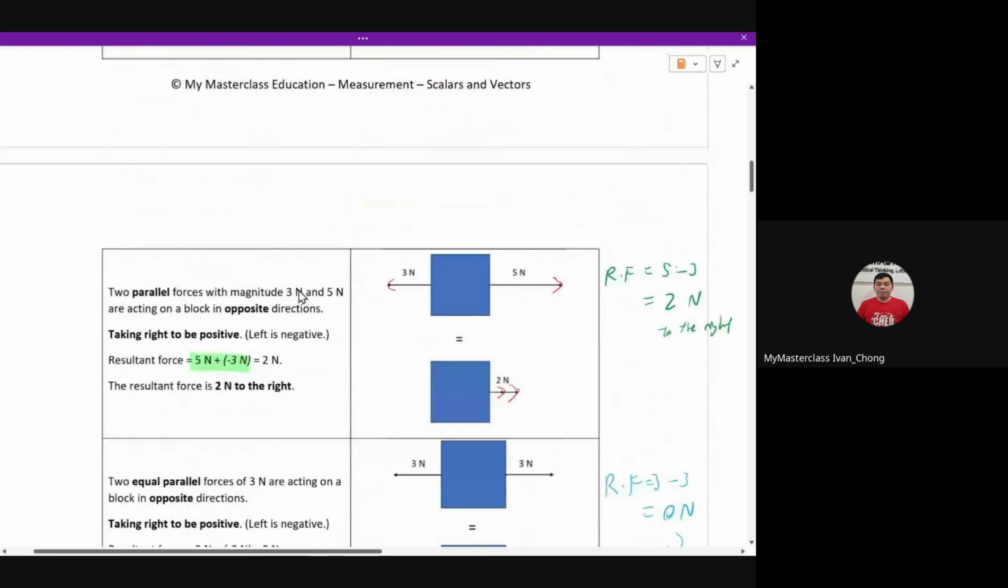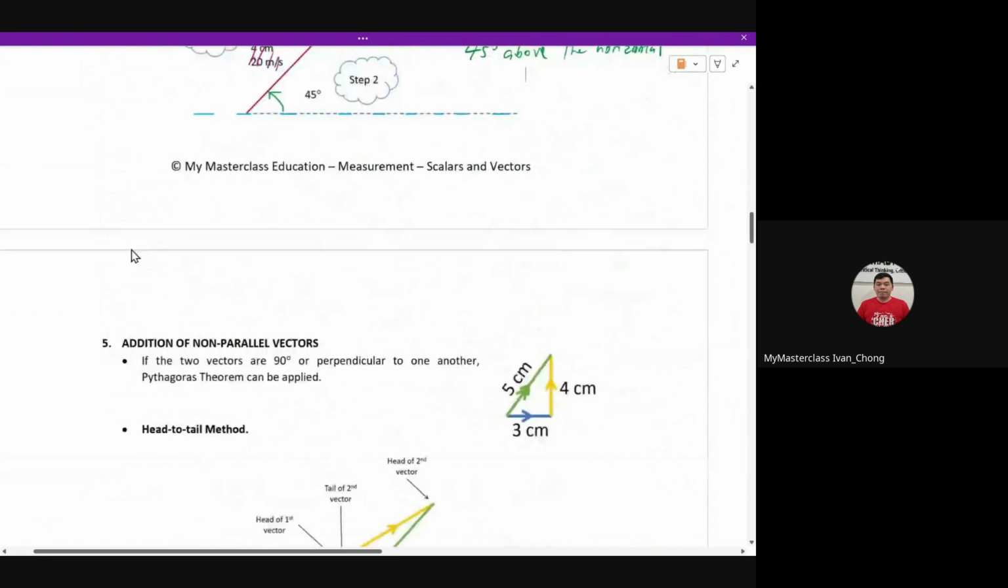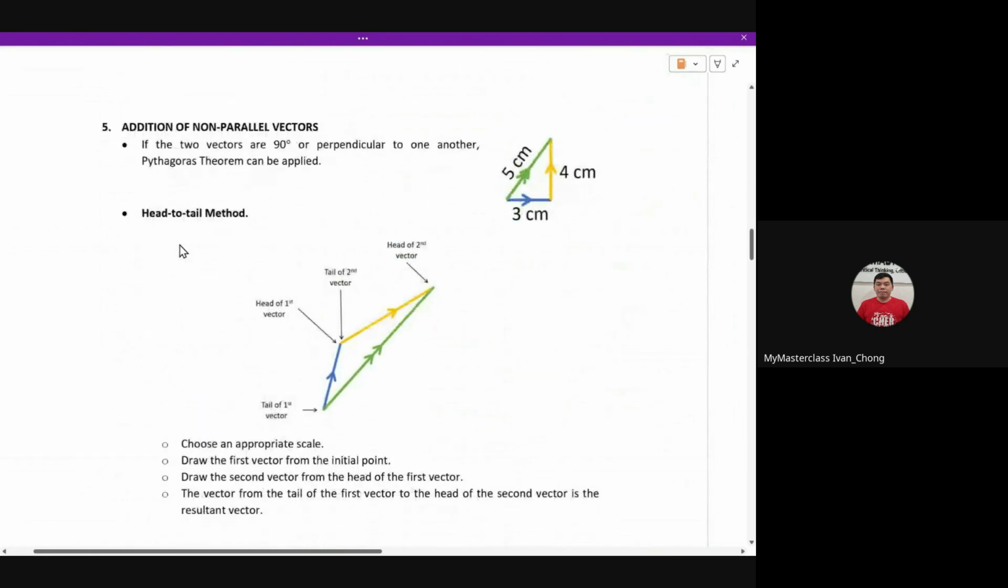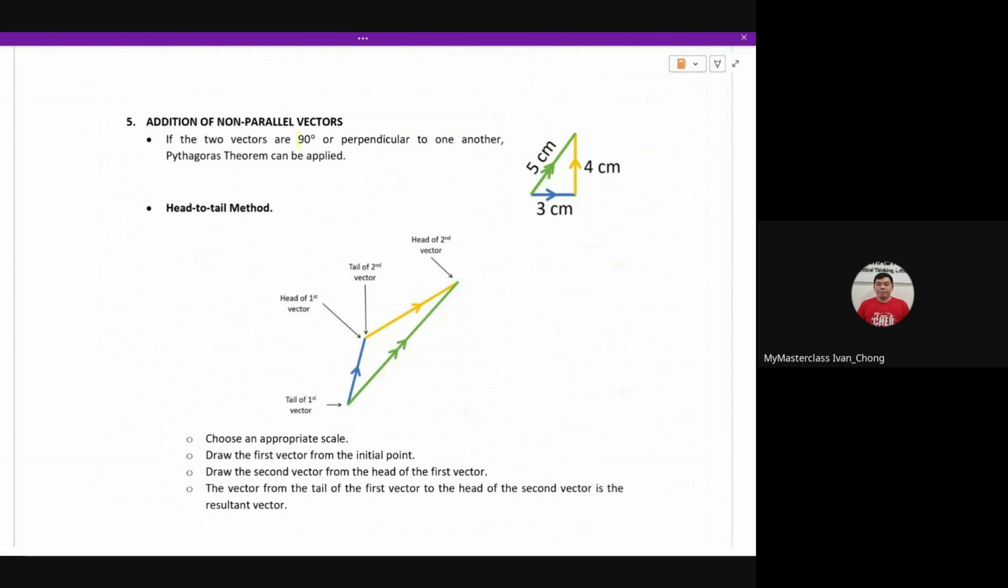The problem is that normally we will be dealing with two vectors. So first, let's double check. If your vectors are very nice, what I mean by very nice is they are all perpendicular, 90 degrees, a very nice shape, then you can use Pythagoras theorem straight away.